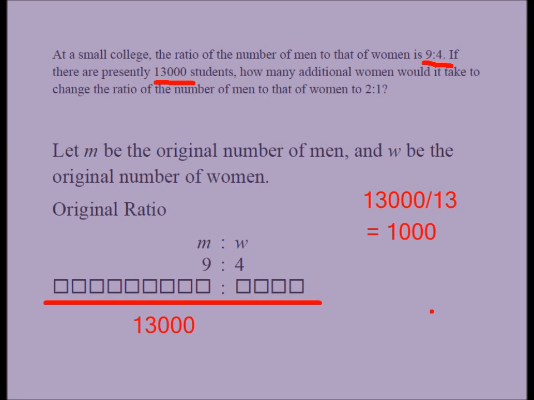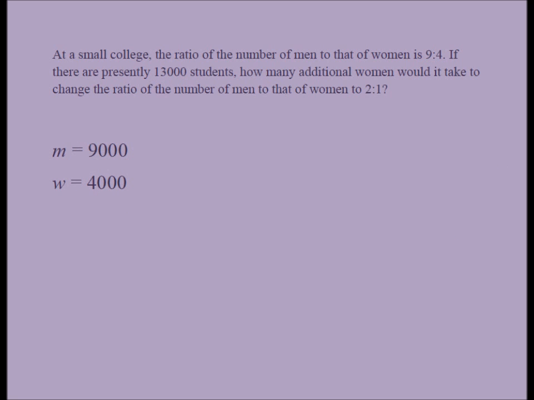Now, we want to change the ratio. We want to invite more women so that the ratio of men to women is 2 to 1. So from the previous slide, we concluded that originally we had 9,000 men and 4,000 women. Now we want to change the ratio of men to women, and we want the ratio to be 2 to 1.